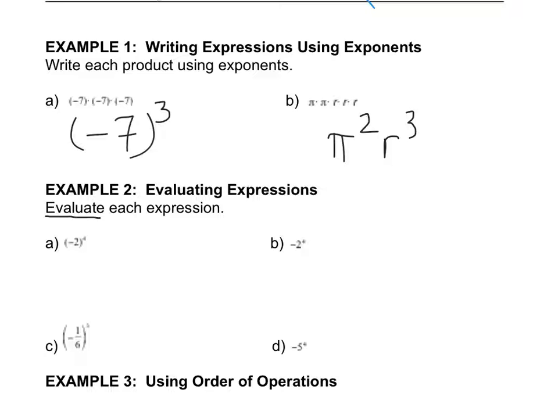So again, looking at this first one, I see -2 is my base times itself times itself times itself. 4 of them multiplied together. The even number of negatives makes each negative pair up in multiplication to become positive. 2 times 2 is 4. 4 times 2 is 8. 8 times 2 is 16.